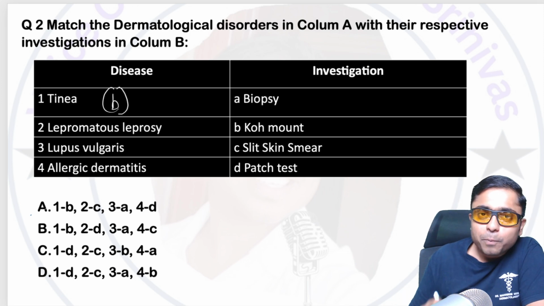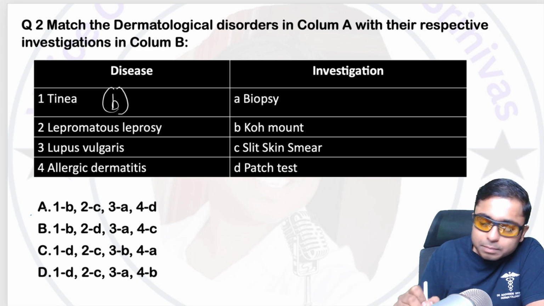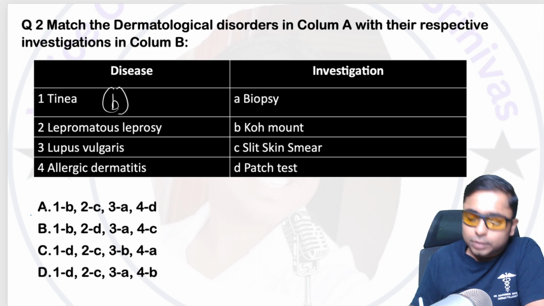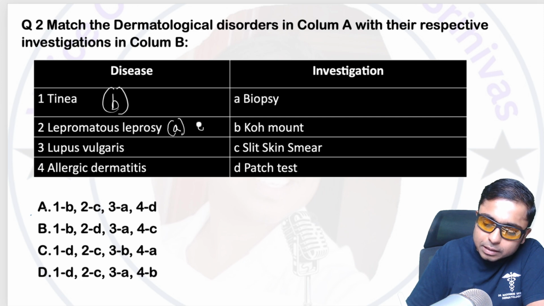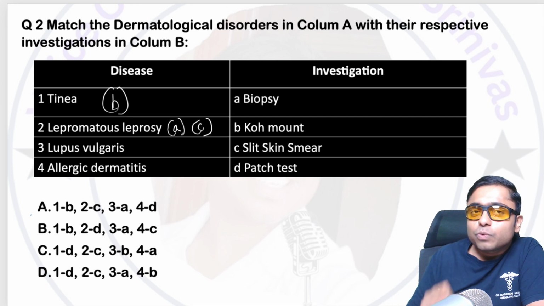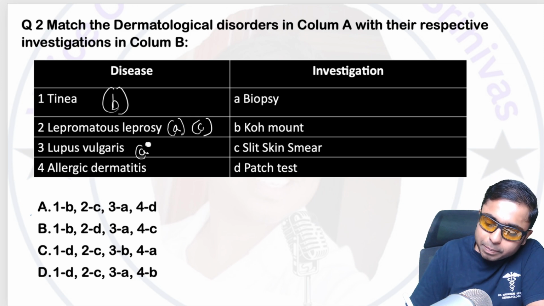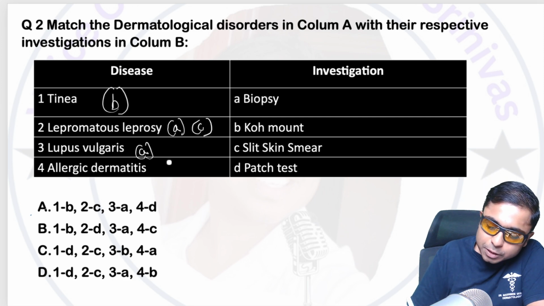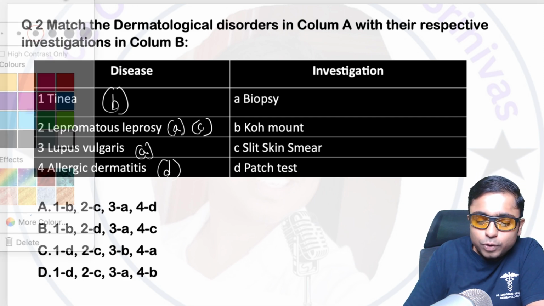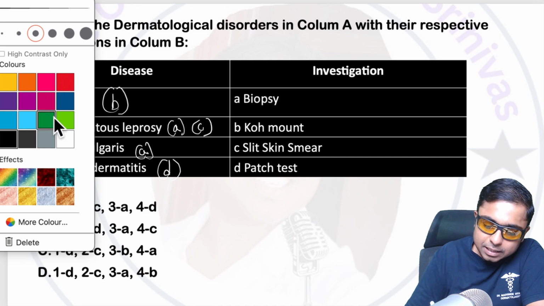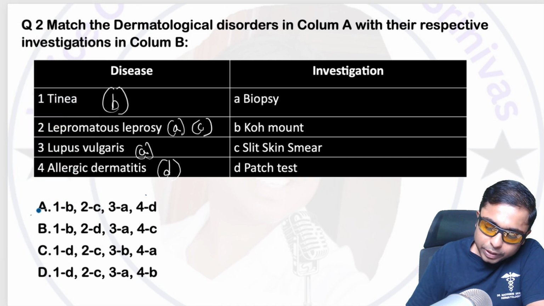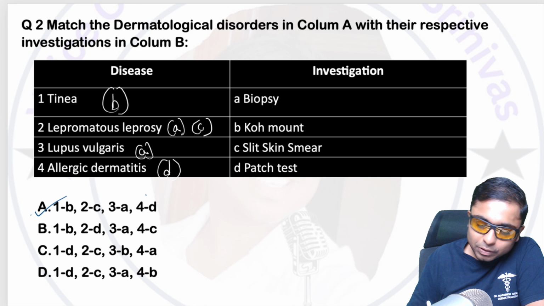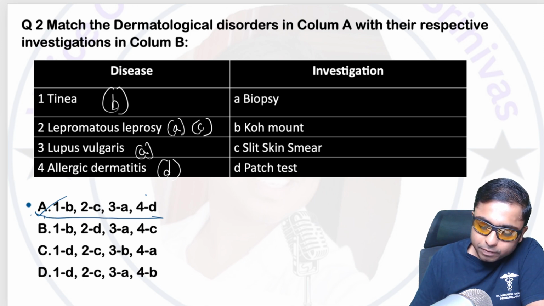Absolutely, alright. Lepromatous leprosy. What can be done? Option A, biopsy, and also slit skin smear, both of them can be done. So we'll write both the options here, A and C. Okay, lupus vulgaris, which is the most common type of cutaneous tuberculosis in adults. In that, biopsy can be one of the investigations. And allergic contact dermatitis, in which patch test is the investigation. So from all these options, what do you think is the correct answer for this question? All these are perfectly matching.